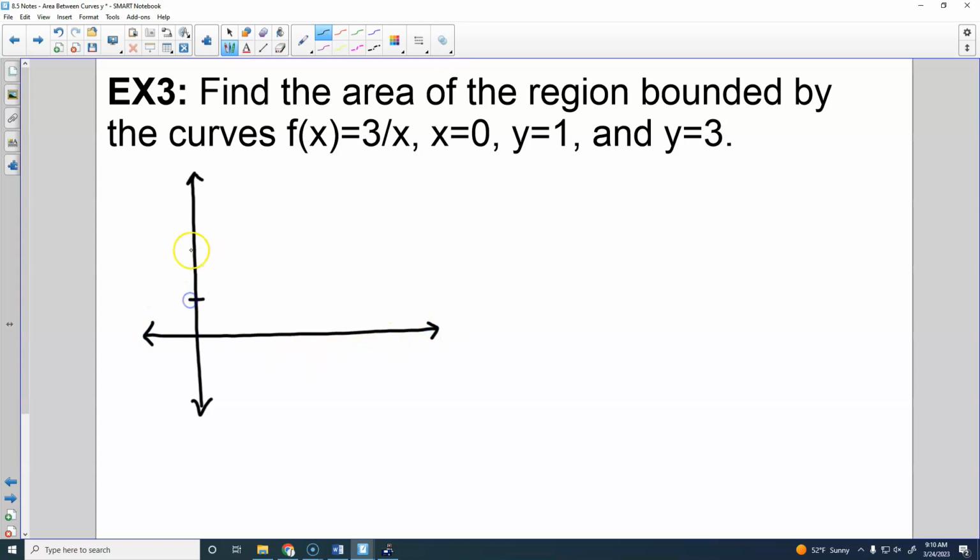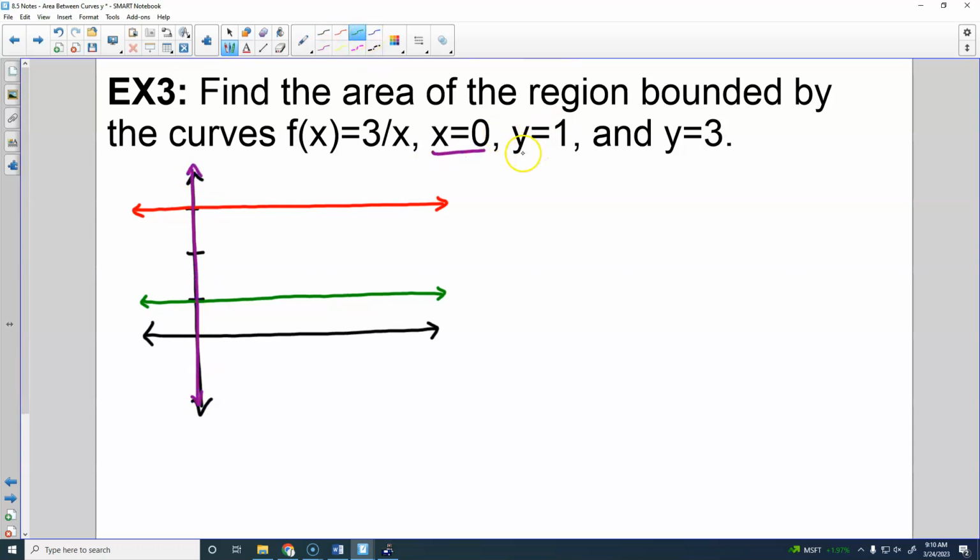So on my y-axis, I'm going to have y equals 1, I'm going to have y equals 3, and I'll have x equals 0, which is the y-axis itself. So let me color code this.